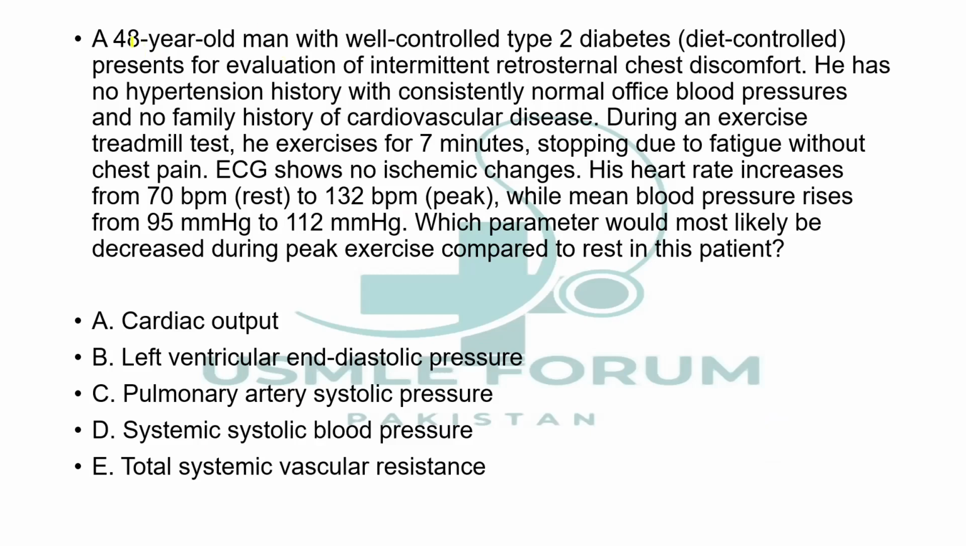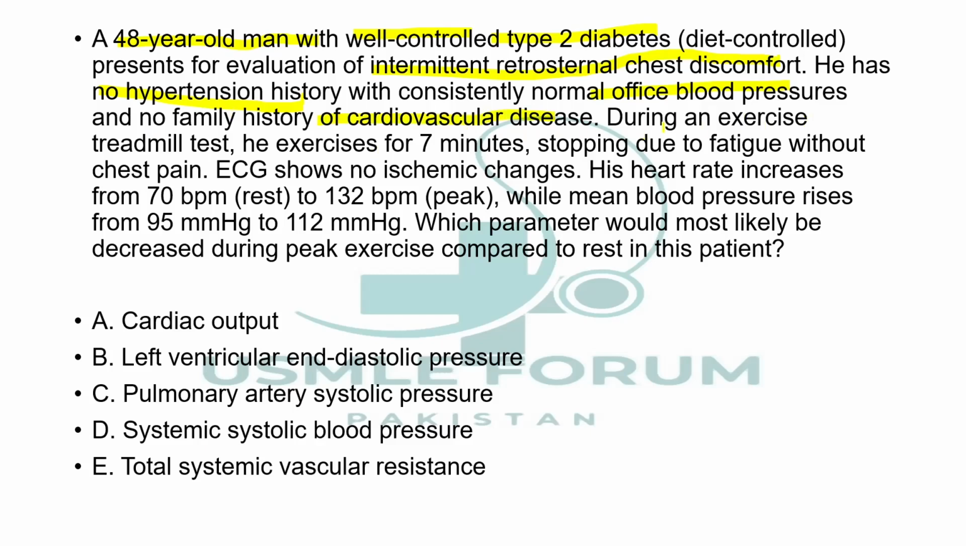So, starting off with the first question: a 48-year-old man with type 2 diabetes, it's well controlled, has intermittent retrosternal chest discomfort, he has no hypertension, normal blood pressures, and he has no cardiovascular disease history.